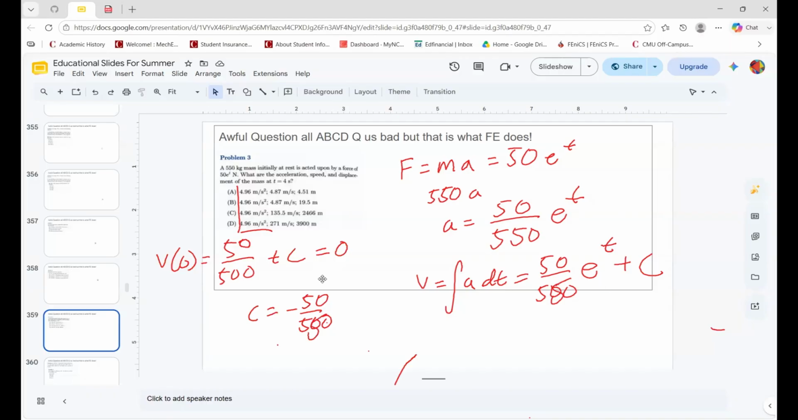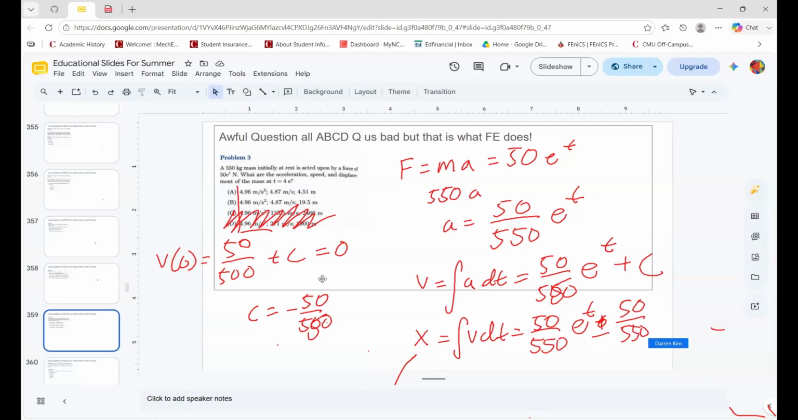So if I multiply this by 4 on my calculator, I should get something. I get 50 over 550 times e to the 4, minus 50 over 550, which is about 4.87. So we can already delete these two now. And now we integrate again to get x equals the integral of v dt, which equals 50 over 550 e^t minus 50 divided by 550 t plus c2. And this is at rest at 0, right? Yeah. Oh my God, I keep making that mistake.